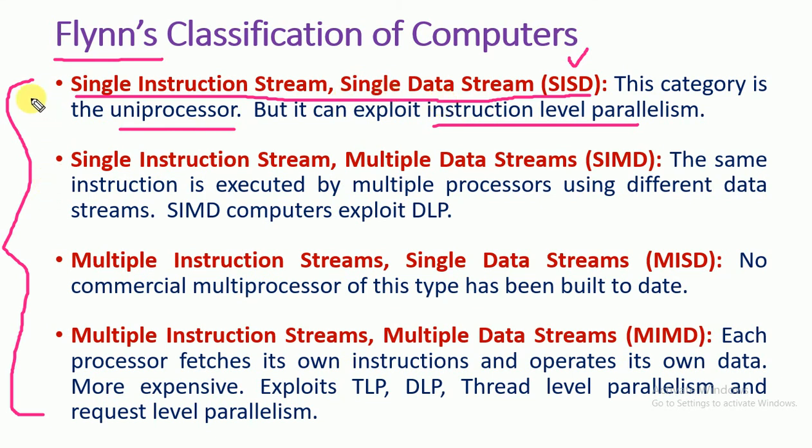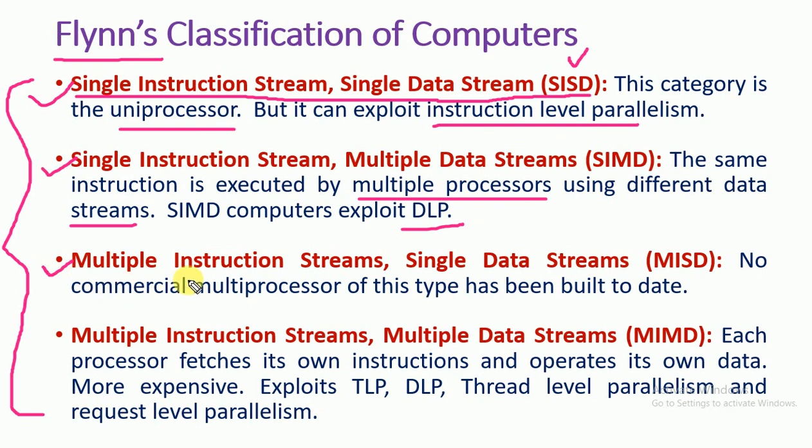Now the second category is single instruction stream, multiple data streams. So a single instruction is given to multiple data. More data are there, but a single instruction is available. So the same instruction is executed by multiple processors. There we can have parallelism by including multiple processors using different data streams. It also exploits data level parallelism because multiple data are available. So a single instruction, multiple data: the same instruction can be applied to multiple data in parallel. So that is another classification of computer.